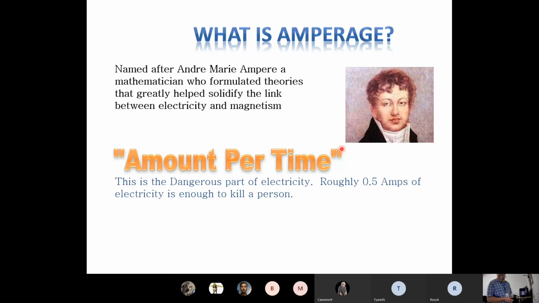Okay, so amperage is the dangerous part. This is the part that can kill you. So you have to be careful with how much amperage you have in a circuit. Just remember his name is Ampere, and the amp stands for amperage. Oh, wow. This is the scary stuff you have to be careful of. It only takes 0.5 of an amp to actually kill a person, so we keep our amperage very low so that isn't ever going to be an issue in class.